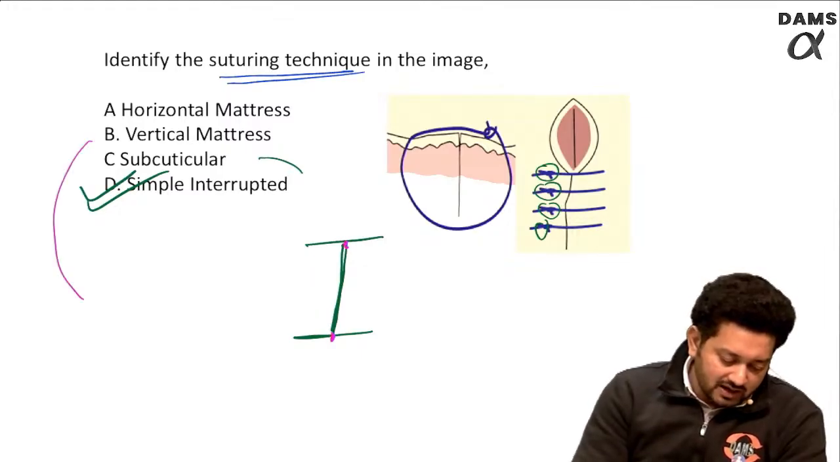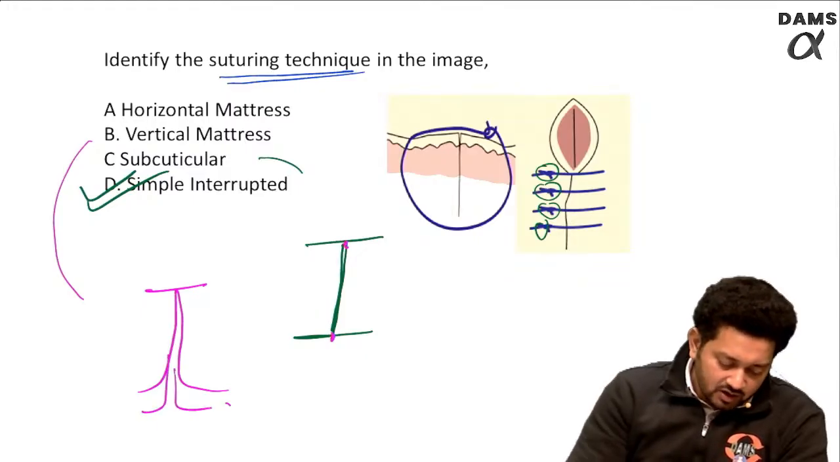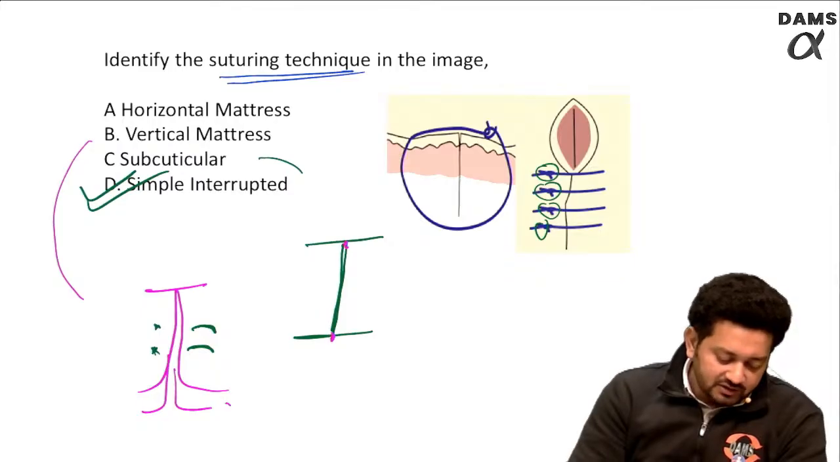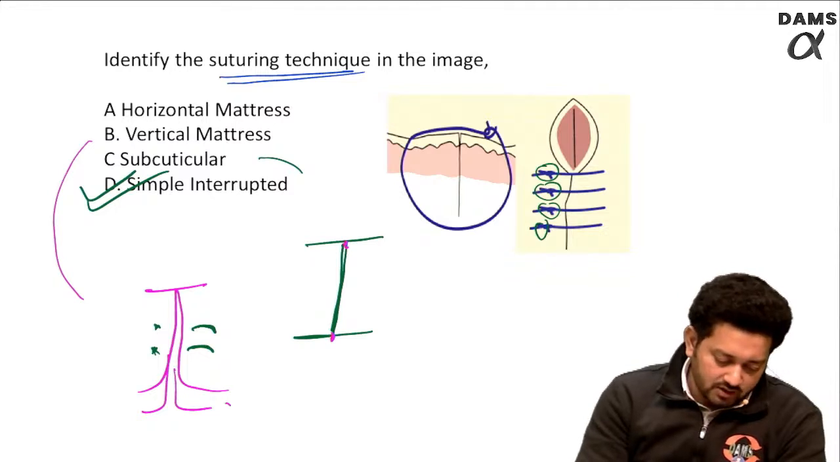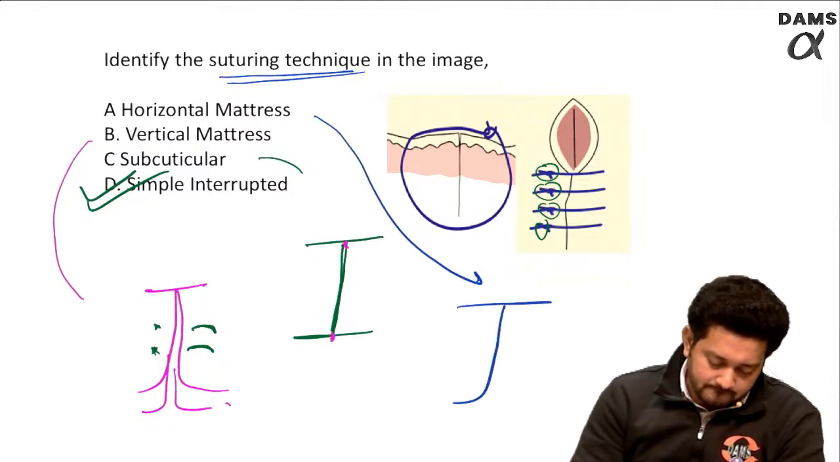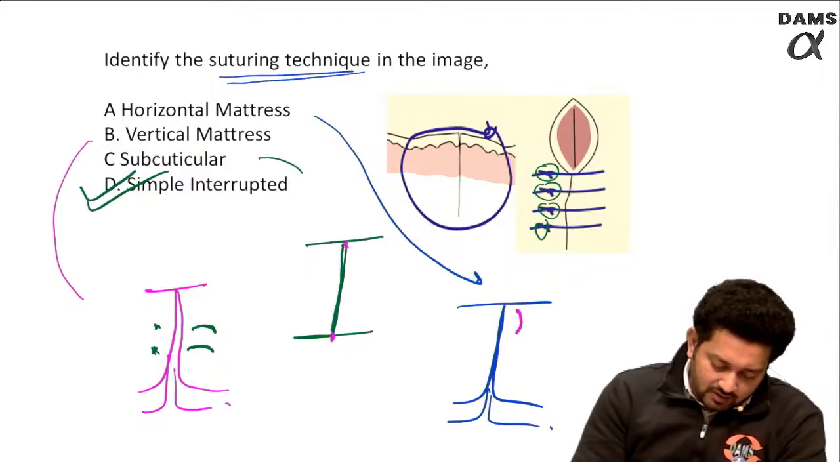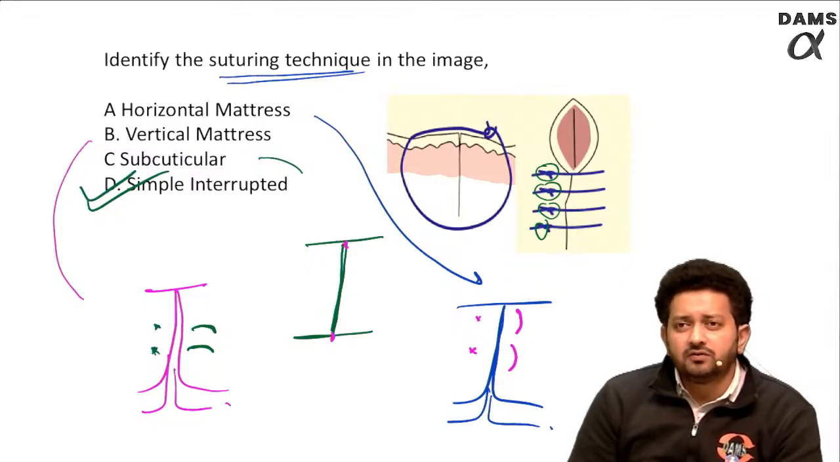In the vertical mattress suture, you will see something like this on one side, and there will be a knot on the other side, like this, and knot. So that is vertical mattress. You will not see the thread going in the midline. And horizontal mattress suture will appear like this. The thread is going like this, and then there is a knot. Thread is going like this, and then there is a knot. So this is how the horizontal mattress suture will appear. This was the image of a simple interrupted suture.